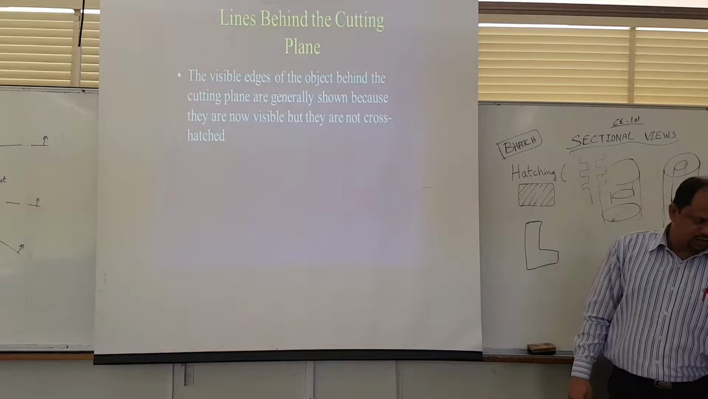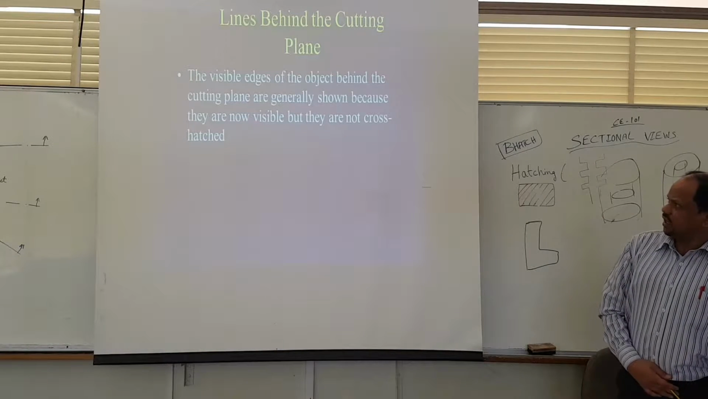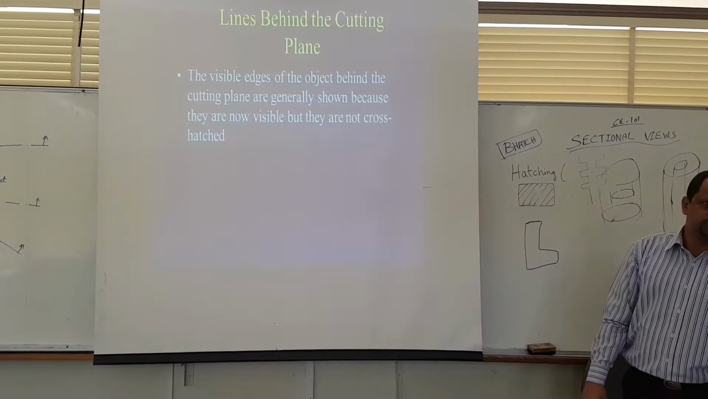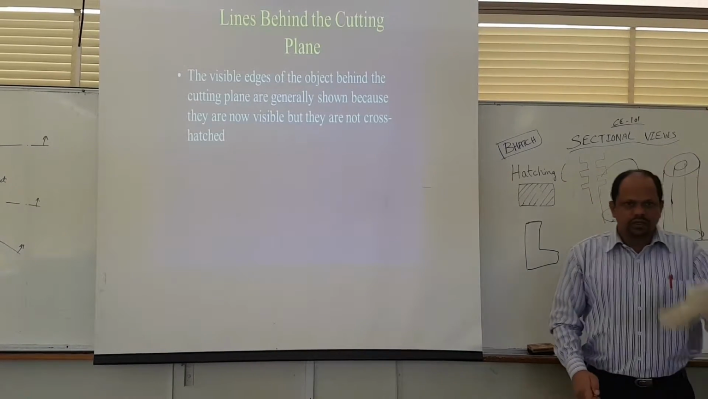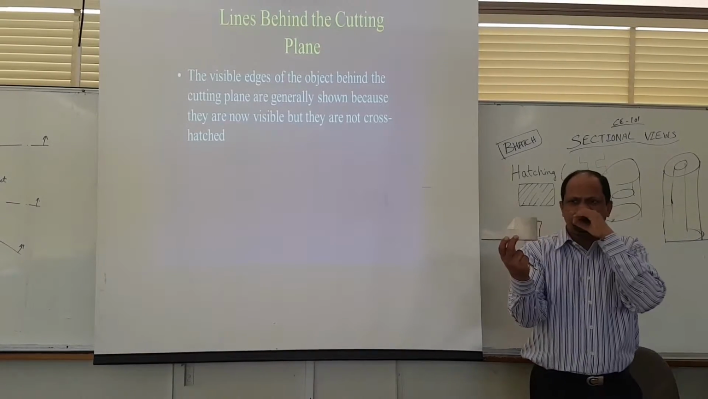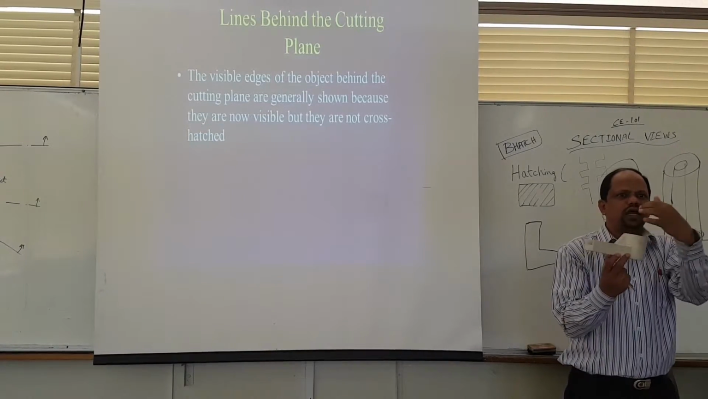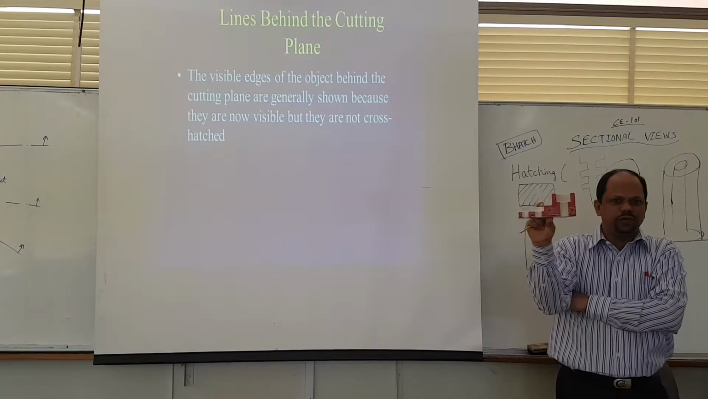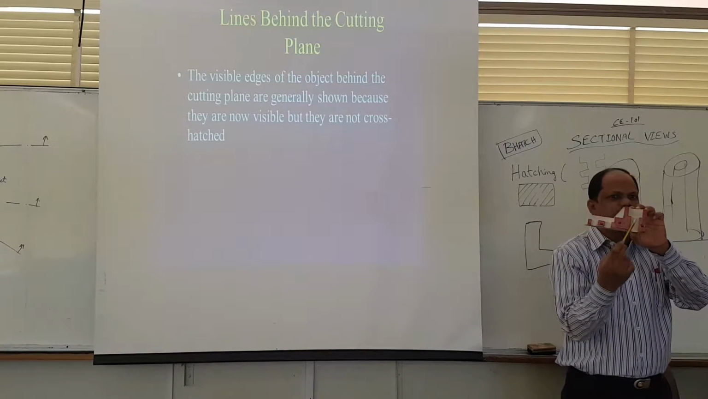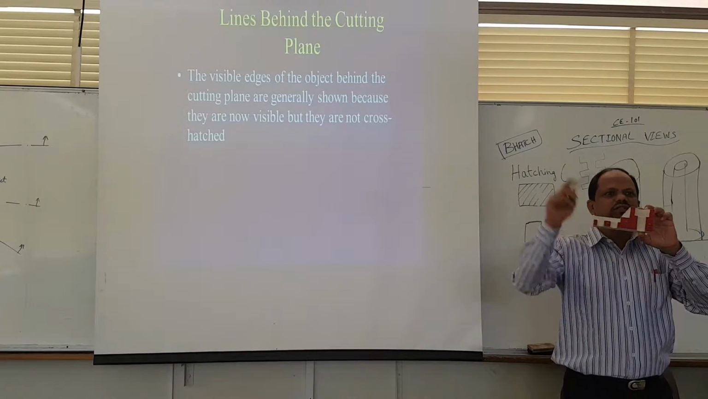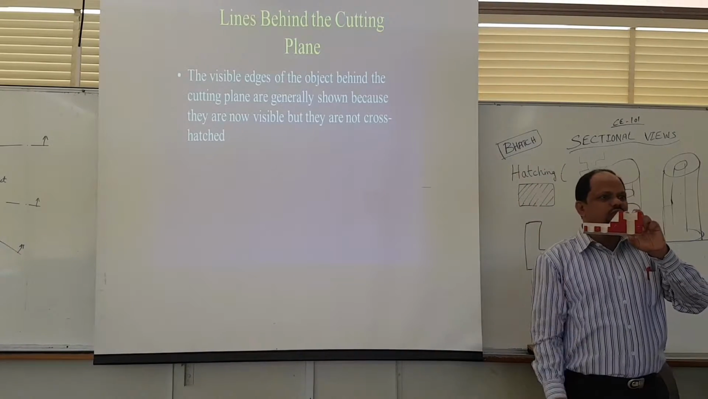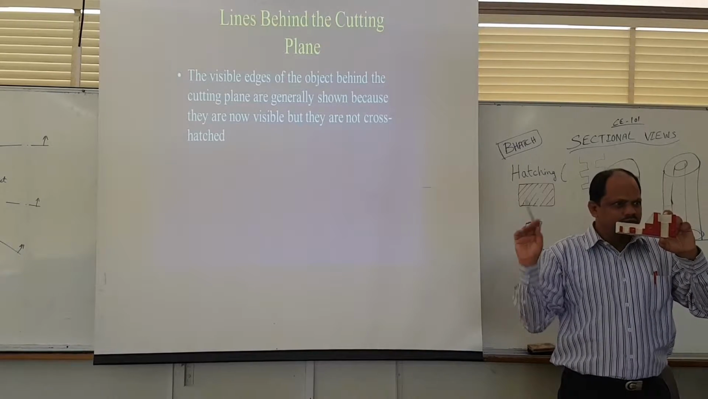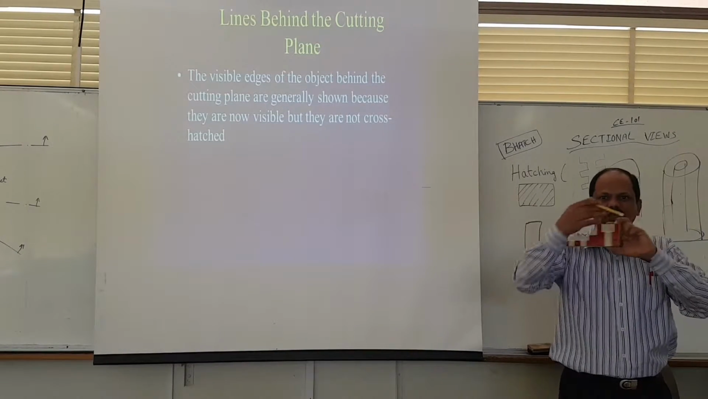Lines behind the cutting plane. The visible edges of the object behind the cutting plane are generally shown because they are now visible, but they are not cross-hatched. What does it mean? This is the object. When you are looking at a front view, you draw the holes as hidden lines. Fine. After I open it, is it now visible? So is there any hidden line? Nothing. Everything is visible. So all the hidden lines will become visible now. So one of the rules in sectioning is there are no hidden lines in it. Keep this in mind. There is no hidden line. Everything becomes visible.